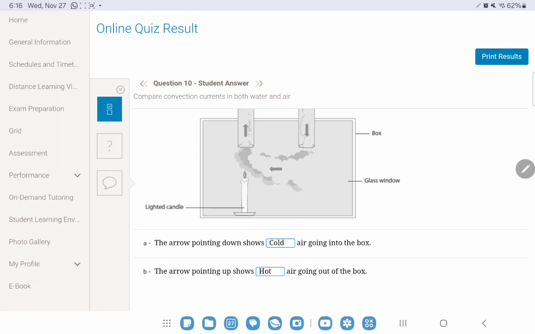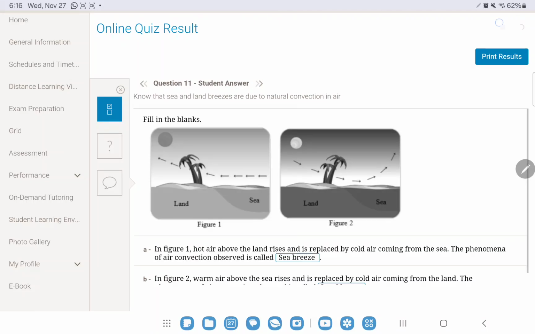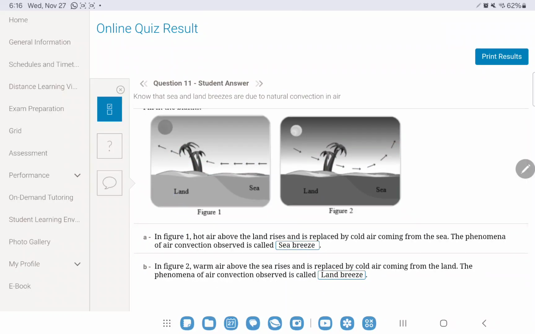The arrow pointing down shows cold air, and the arrow pointing up shows hot air. It's logic. Now, let's see. In figure 1, look, I have a simple way for this. Look, where is it coming from? If it's going from sea to land, sea breeze. Land to sea, land breeze. That's all you have to do to remember it. See? Coming from the sea, sea breeze. Coming from the land, land breeze.